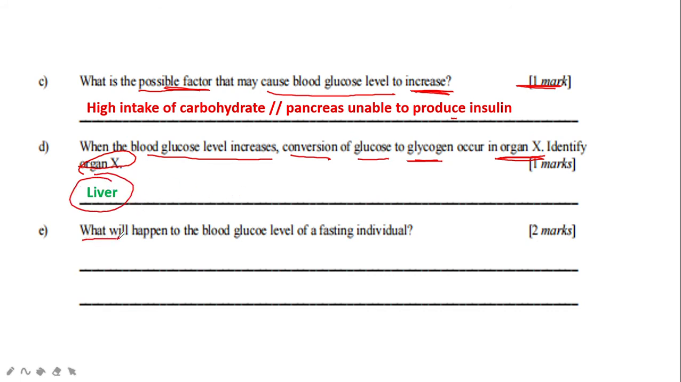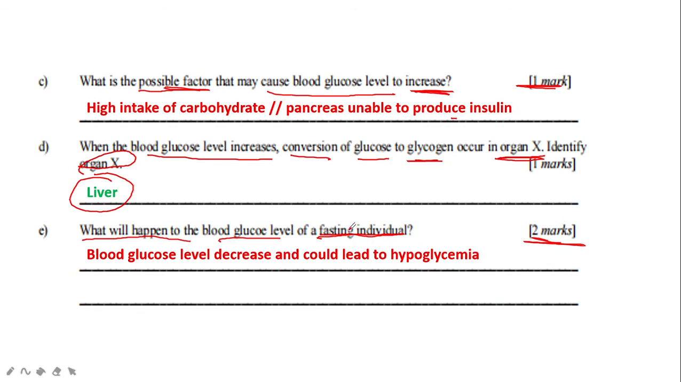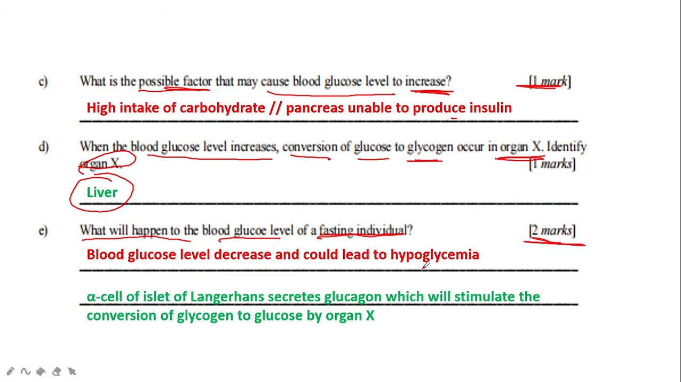What will happen to the blood glucose level of a fasting individual? 2 marks. The first point: blood glucose level will decrease and it could lead to hypoglycemia. Second point: when there is hypoglycemia, the changes will be detected by alpha cells of the islets of Langerhans. The alpha cells will secrete glucagon and glucagon will stimulate conversion of glycogen to glucose by organ X, or by the liver. You will get 2 marks.